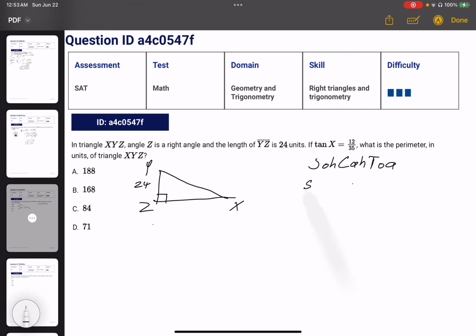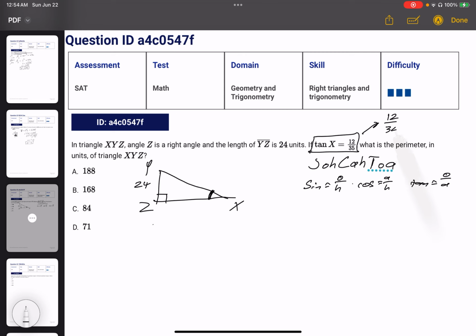So sine is equal to opposite over hypotenuse, cosine is equal to adjacent over hypotenuse, and tangent is equal to opposite over adjacent. And here we have the tan of x. This is what's given. So this is the angle right here, tan of x. So we have the opposite side, which is over here, and we have the adjacent side, which is over here.